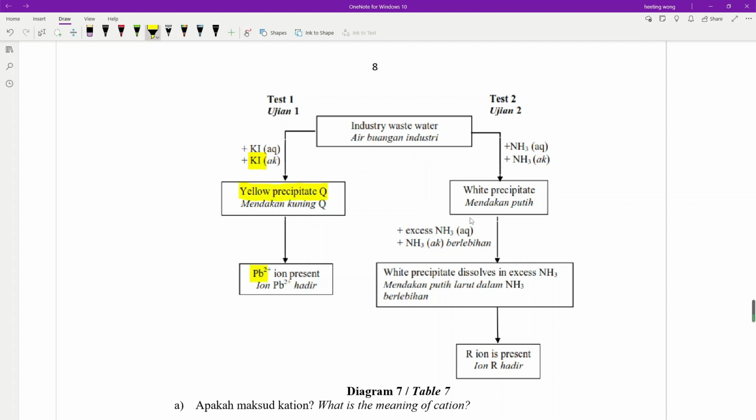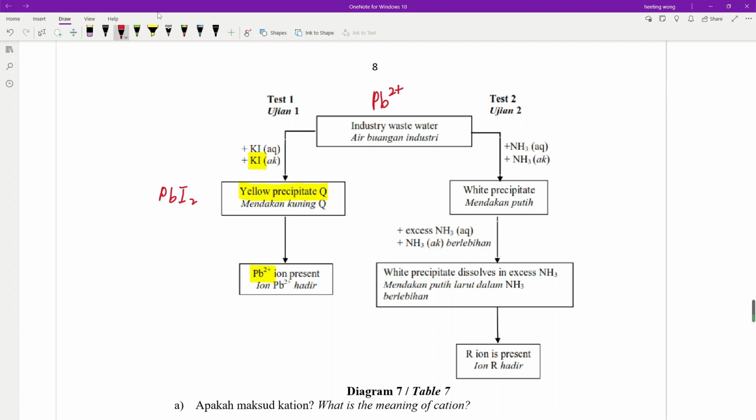And then lead 2 ions is present. So this one actually we know that is lead 2 iodide, meaning that this one contains the lead 2 ions. And then with ammonia it forms the white precipitate. In excess ammonia, the white precipitate dissolved in the ammonia. So R ion is present.